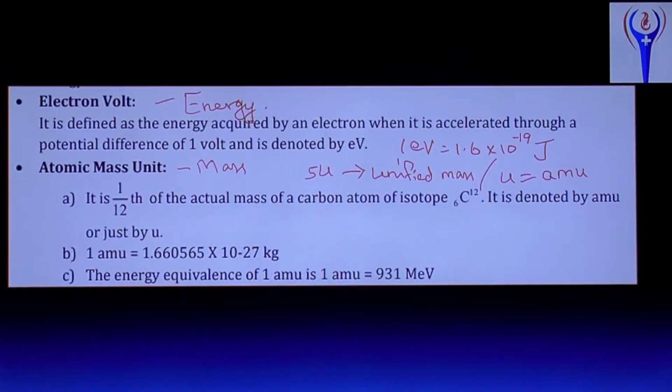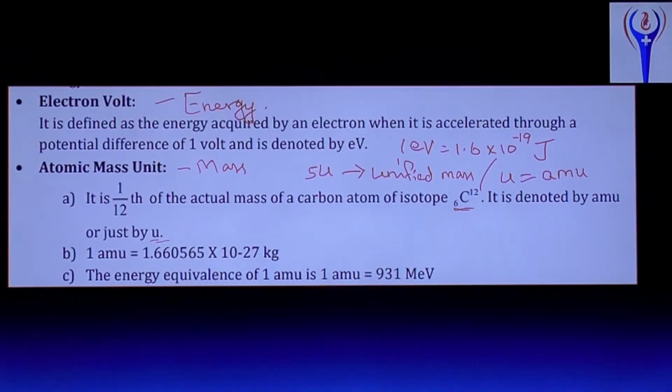Now, atomic mass unit is 1/12 of the actual mass of a carbon atom of isotope C-12. It is denoted by AMU or just by U. Just now I said U, which is a unified mass. Here there is one question. It is 1/12 of the actual mass of a carbon atom. Why 1/12 of the carbon atom? Why not some other element?